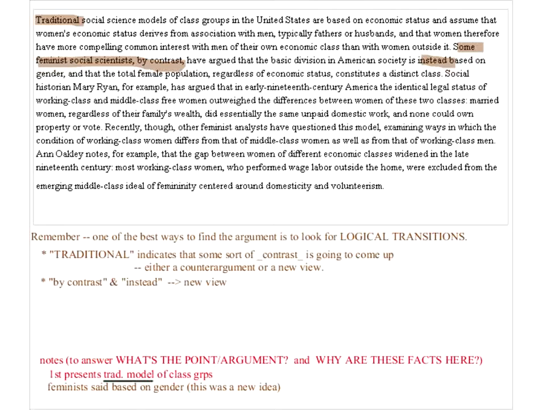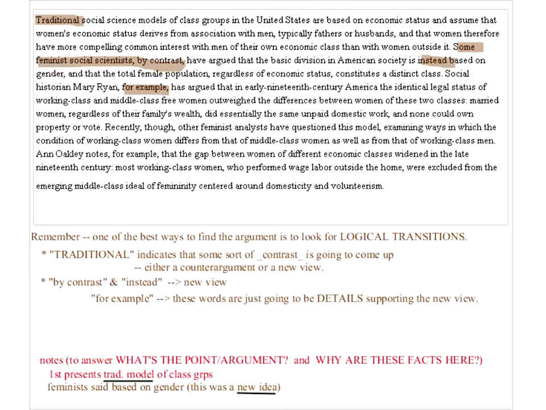We're starting to see a structure emerging here right in front of our eyes. Traditional model, new idea. Social historian Mary Ryan, for example, someone tell me what to do with that while you are reading this passage the first time. Good. Yeah, you can just skip it, or at least let your eyes kind of glaze over it, because it's just an example. So you can say, for example, exactly what it means. These words are just going to be details supporting the new view. So you don't really care about them right now, but if they ask you a question about it, then you're going to care. Otherwise, you're not, pretty much black and white.